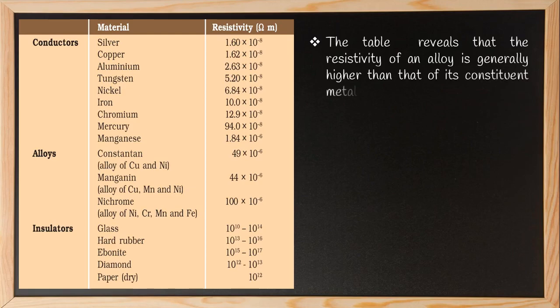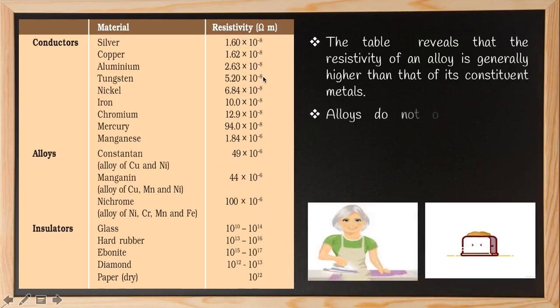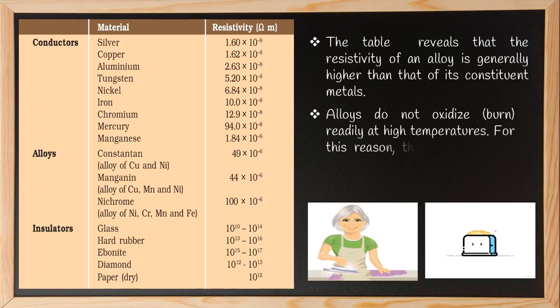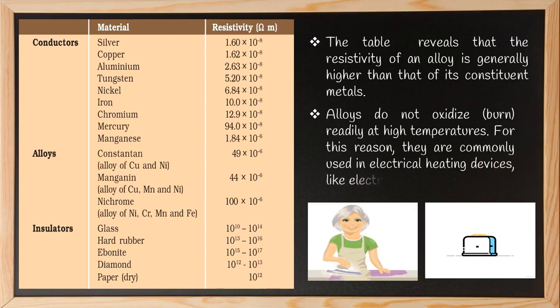Depending on all these, the table reveals that the resistivity of an alloy is generally higher than that of its constituent metals. If you look, the resistivity of all these alloys is higher than that of these constituent metals. Alloys do not oxidize, that means burn, readily at high temperatures. For this reason, they are commonly used in electrical heating devices like the electric iron we use to iron our clothes, and toasters that we use to toast bread.